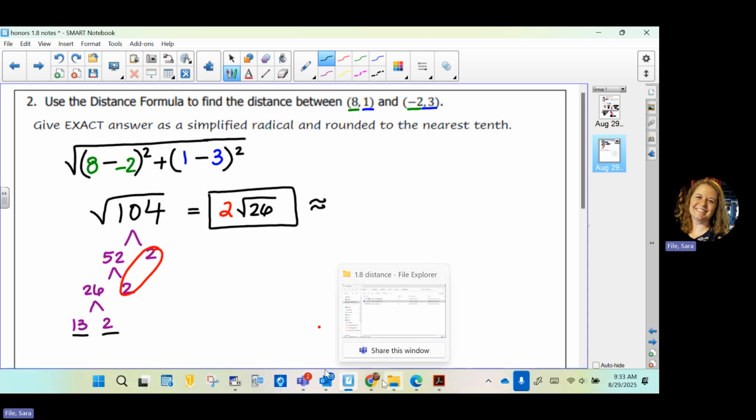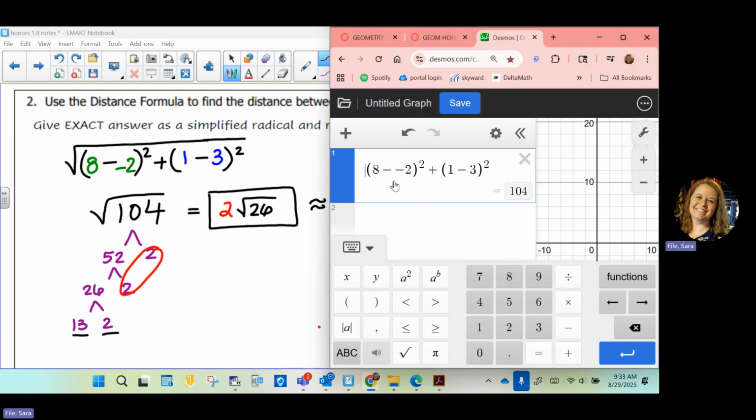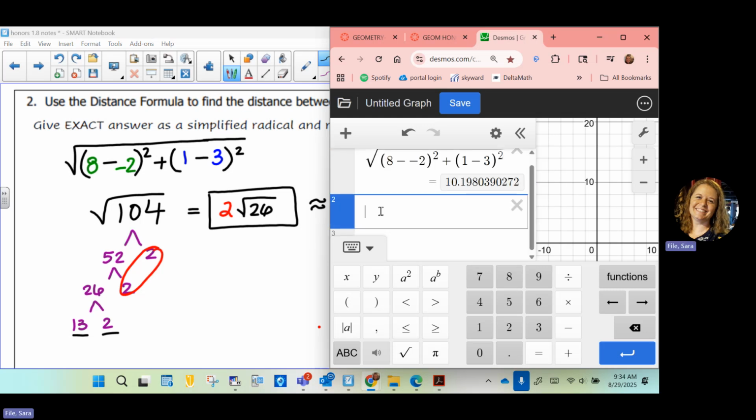Does that give us the same decimal? Okay, so I'm going to put that square root back. Or, let me move this under the square root. Okay, so if I do 2 root 26, that came out the same. So it looks good, right?